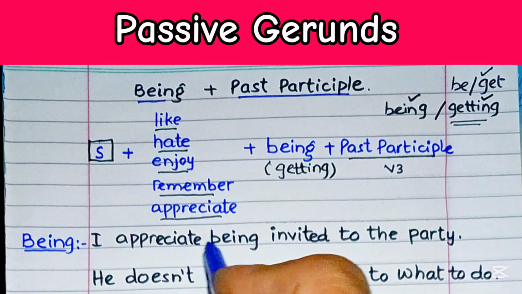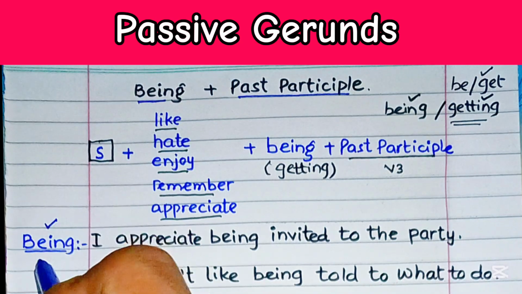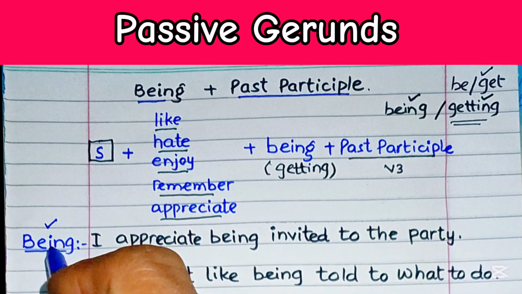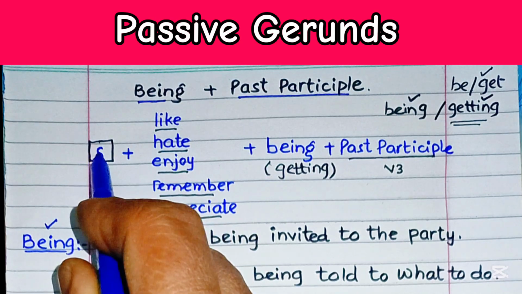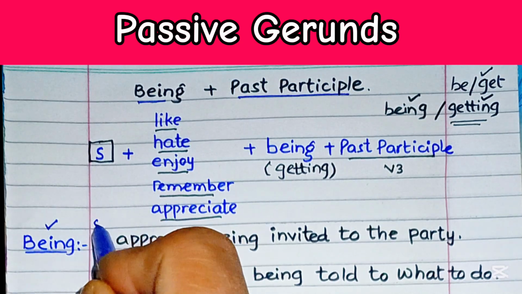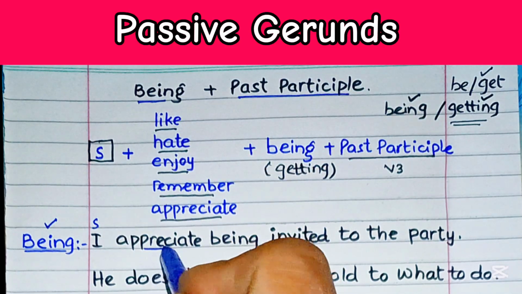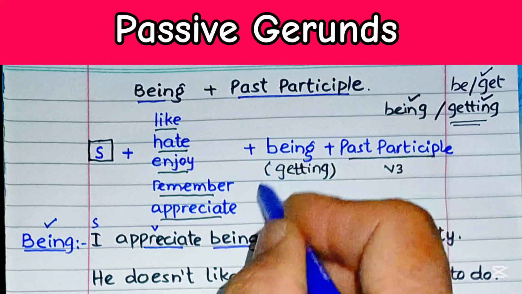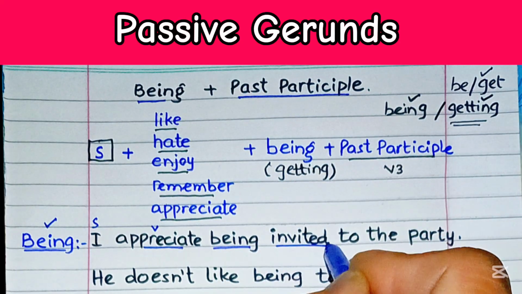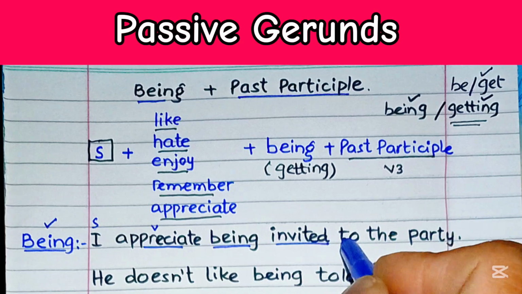I appreciate being invited to the party. We are actually using being over here. So this is the sentence using this structure. Subject, I is the subject over here. Then one of these verbs, that is appreciate. Then we have this being and then past participle. I appreciate being invited to the party.